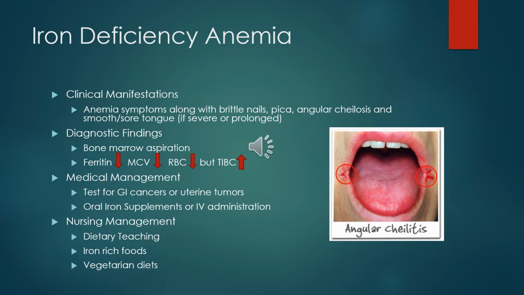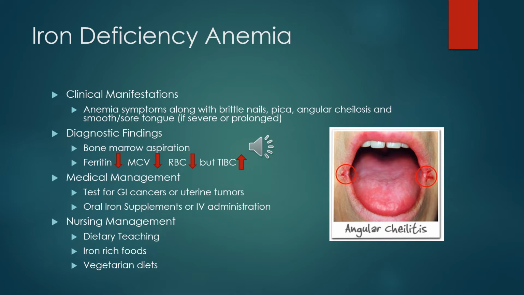When we look at diagnostic findings, a bone marrow aspiration would be ideal. You would expect to find low levels or even absent levels of iron in the marrow. This, however, is very invasive, obviously. With advancements in lab studies, we're now able to diagnose based on lab findings and clinical manifestations.